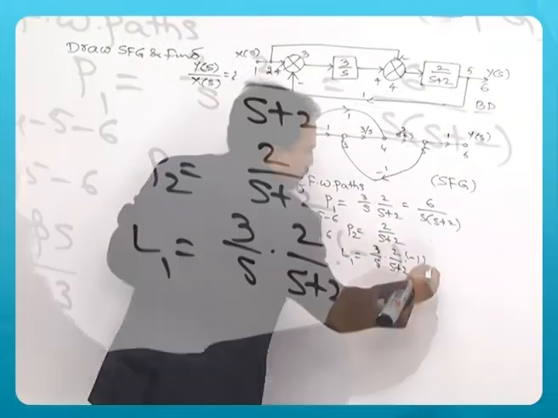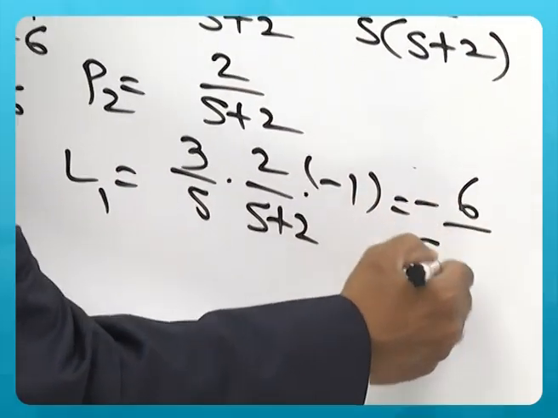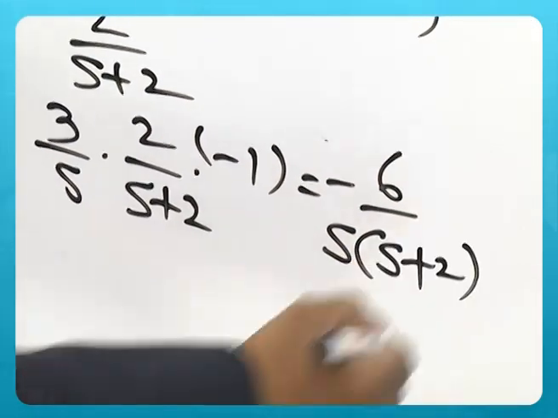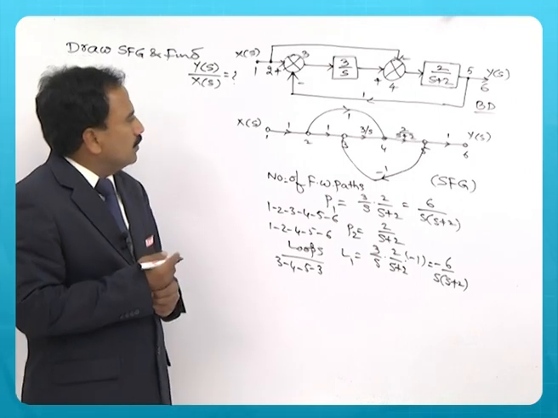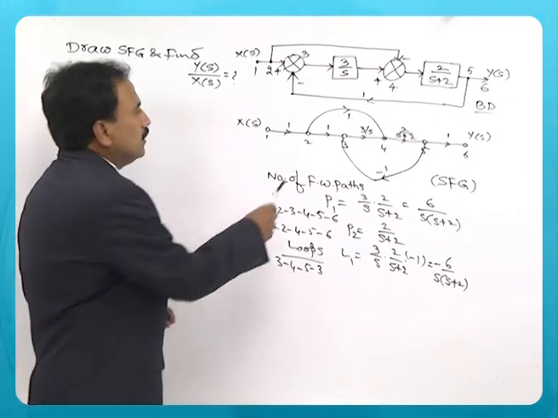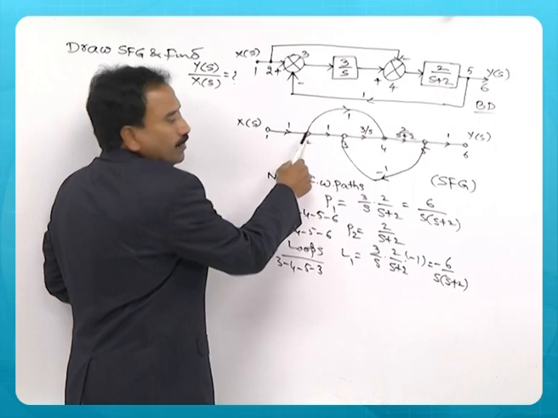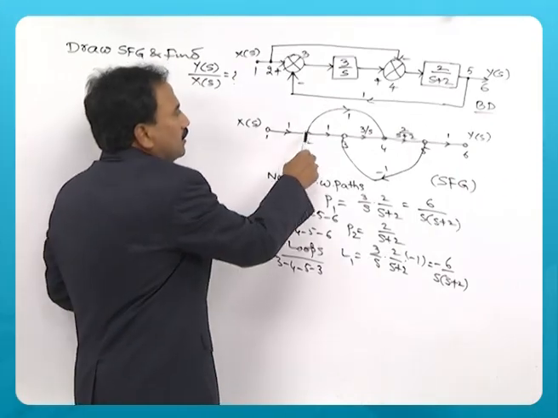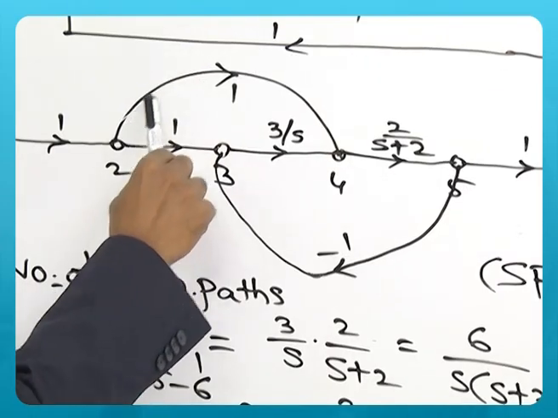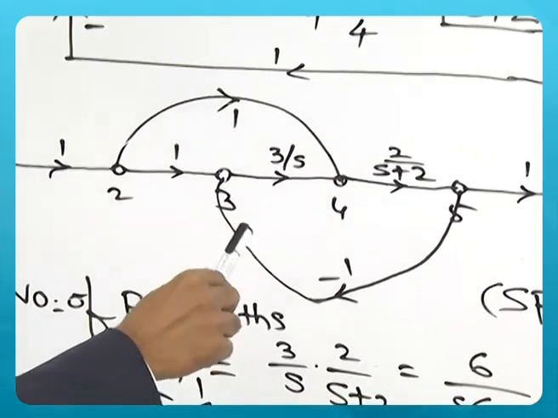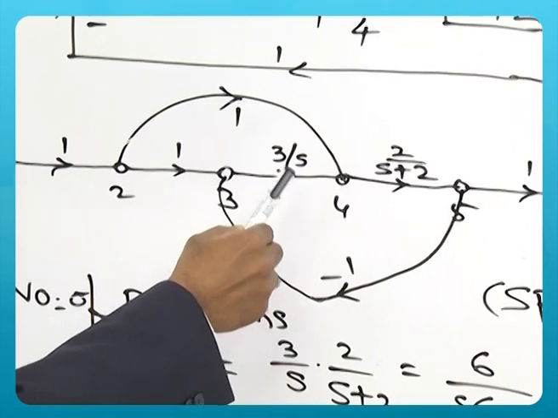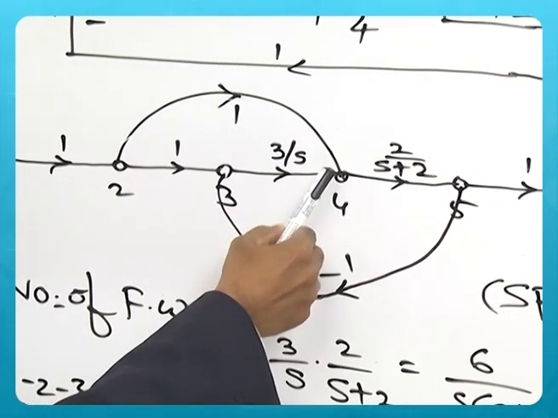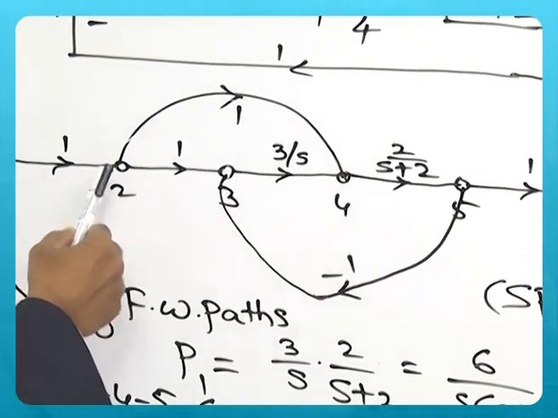So this is minus 6 by s into s plus 2. So you have got a loop. There is no other loop. Remember, this is not a loop. It looks like a loop, but it is not a loop because of the reason that you see the path, it is going from this 2 to 4, and to say that this is a loop, there should be an arrow from 4 to 3 and back to 1.